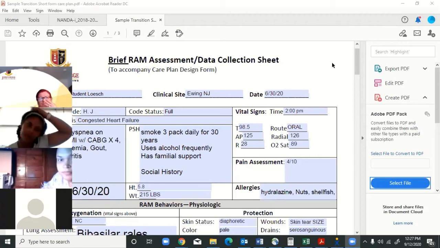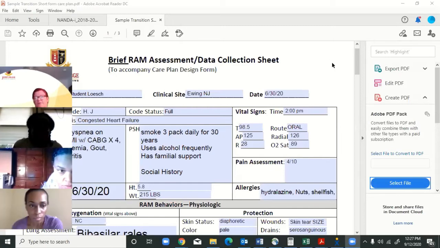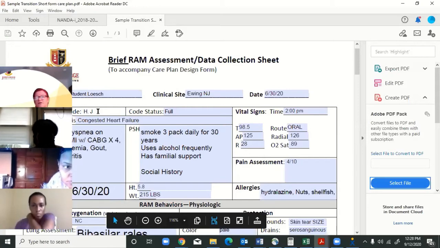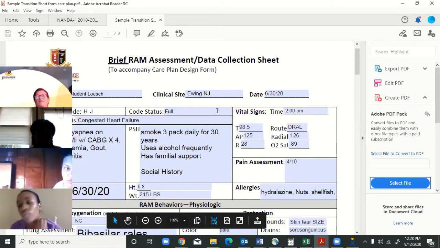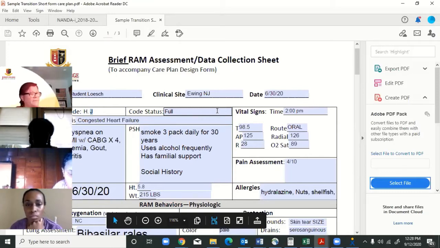Okay, so for this patient, I had two things. I had a case study like you, and then I had a supplemental piece of paper. So I had to go through each one. I started with the patient's initials, which go up here. If you just click in here, it'll let you put the information in. And then my code status. Unless it says otherwise, your code status is going to be full. If it's not full, it'll say the patient is DNR, DNI, or DNH, just like at the hospital. When you go on the chart, there's a little piece of paper there that tells you your code status.